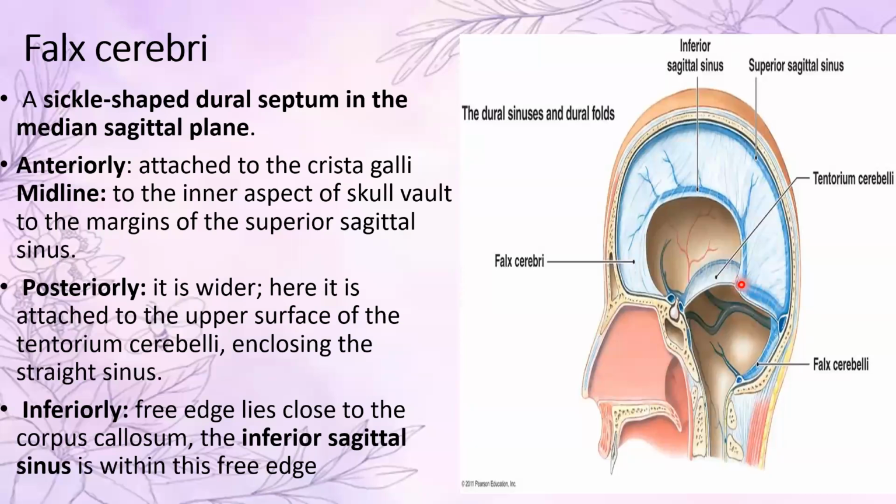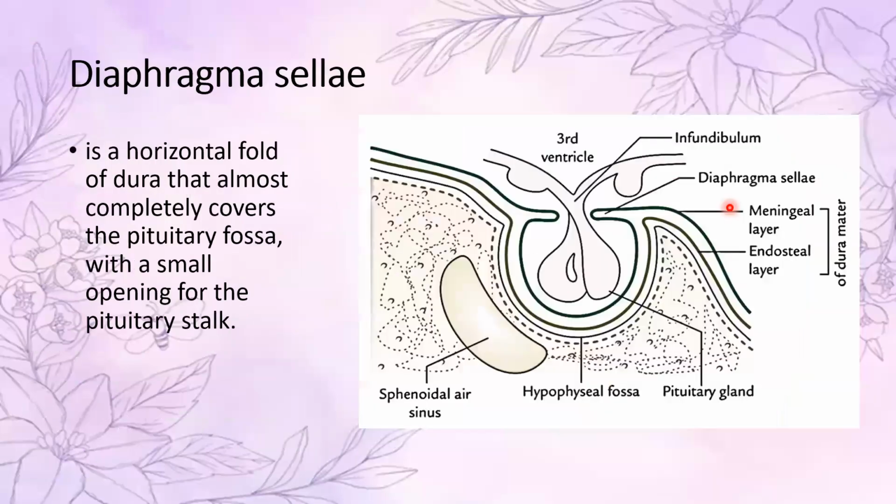Inferiorly, it has a free edge that lies in close contact with the corpus callosum, and the inferior sagittal sinus lies within its free edge. The next one is the diaphragma sellae. This is a horizontal fold of dura. It almost completely covers the pituitary fossa. There is a small central hole through which the pituitary stalk passes upward.